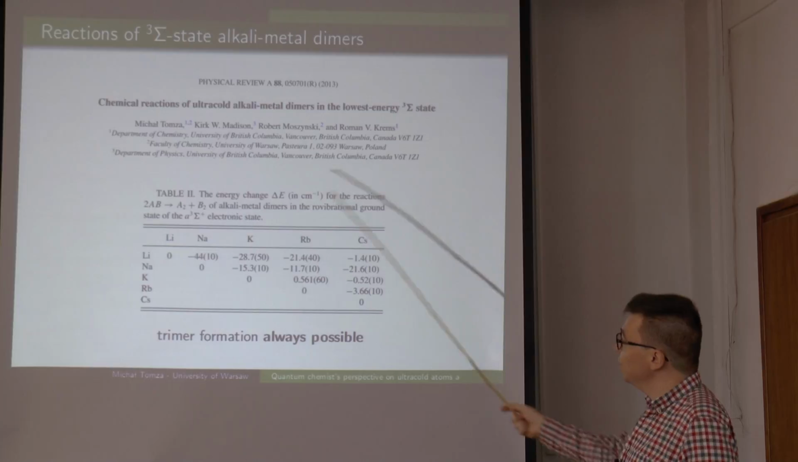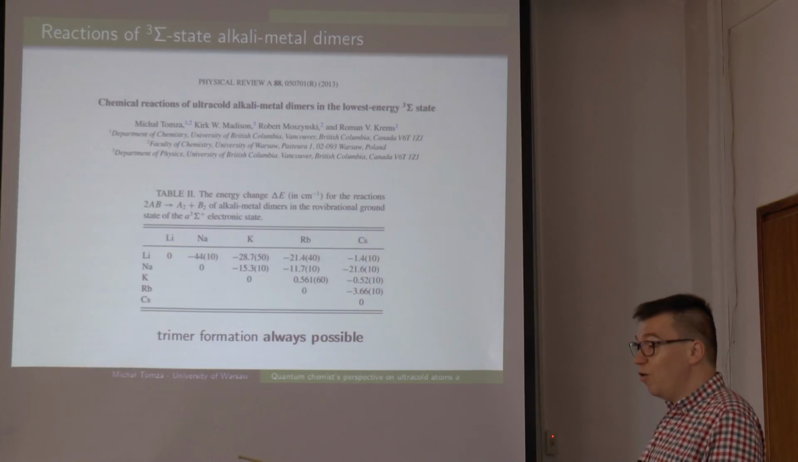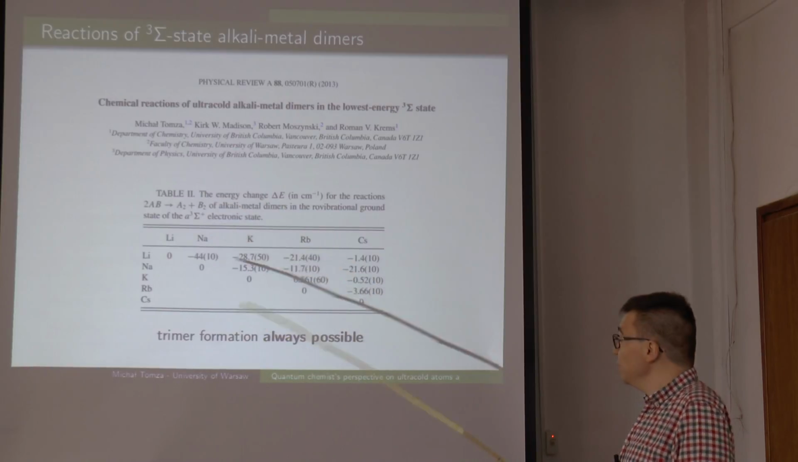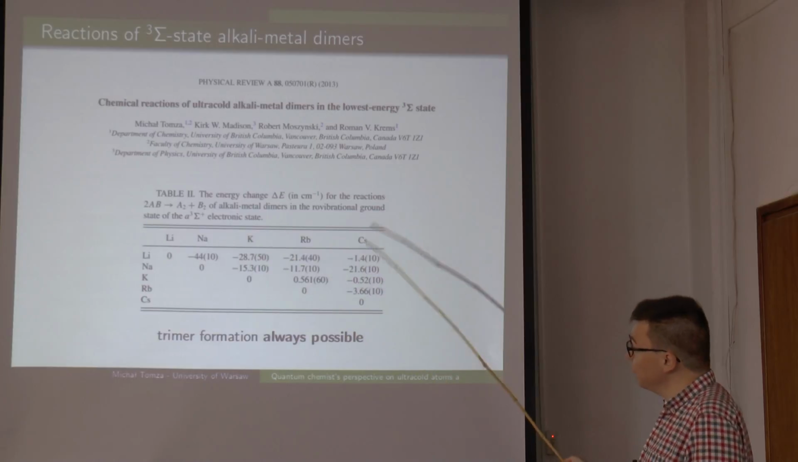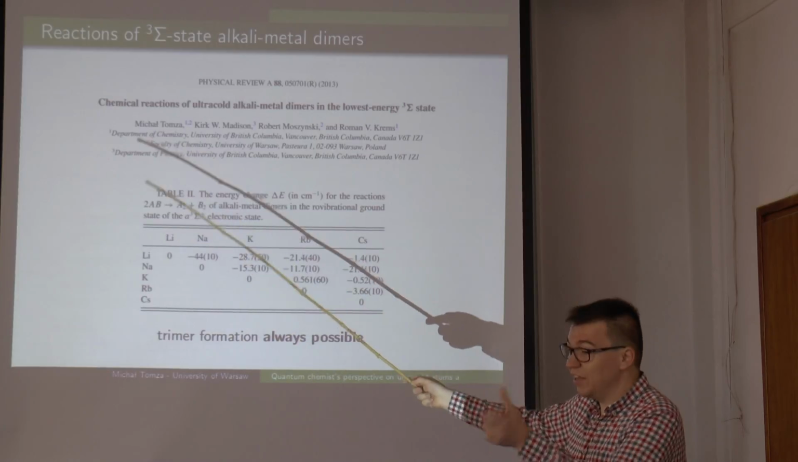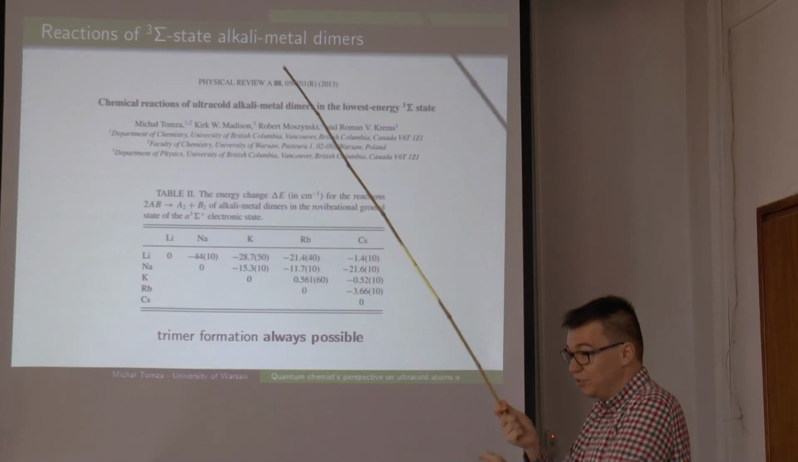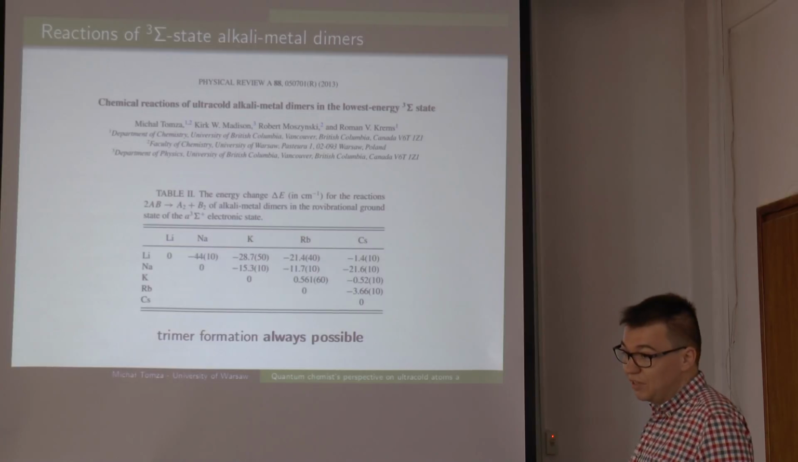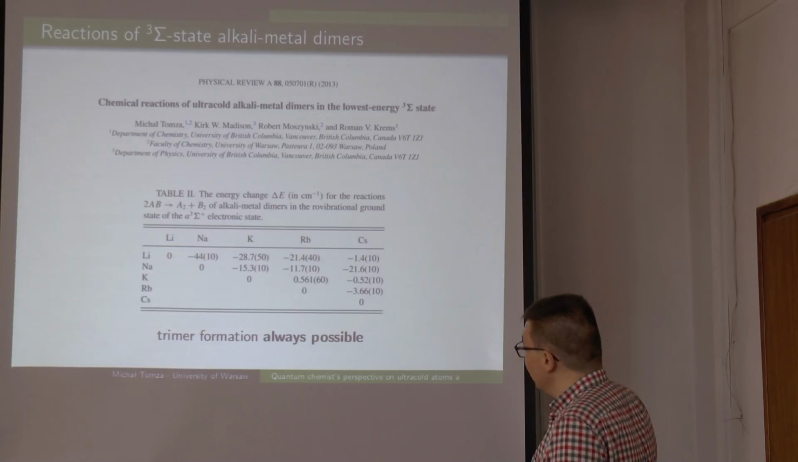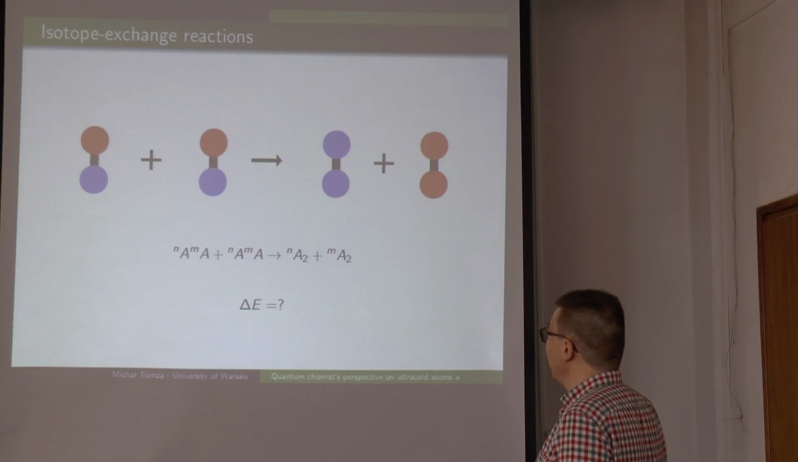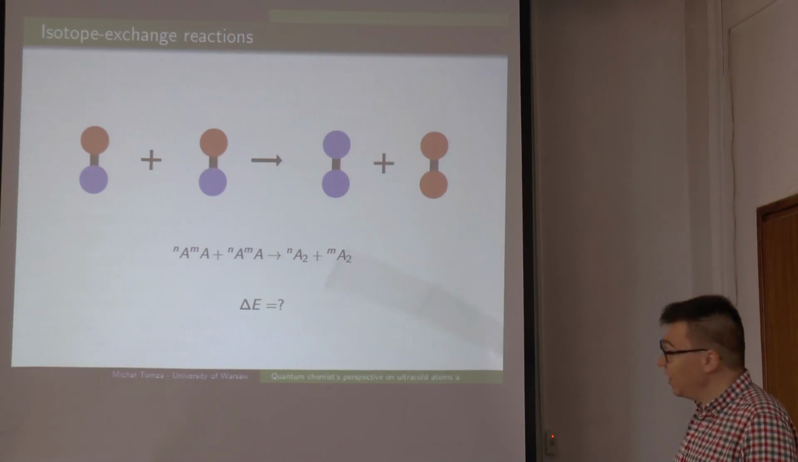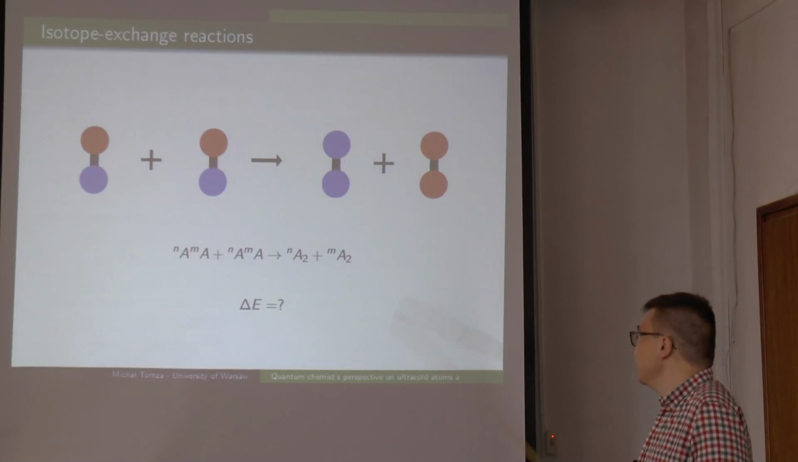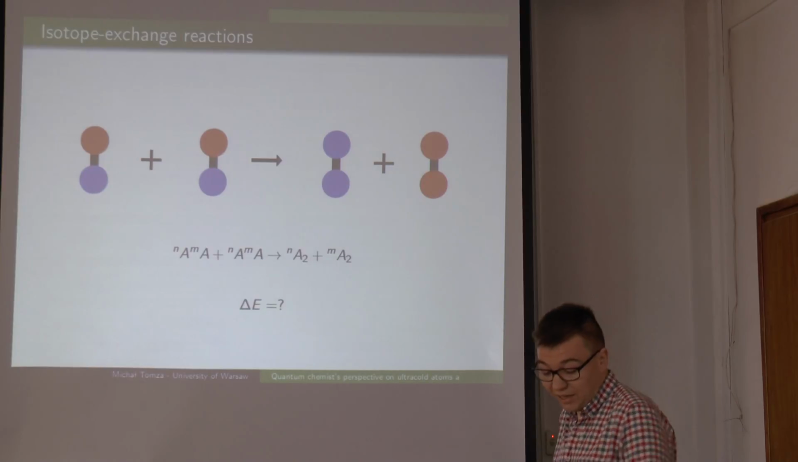But unfortunately, we found that for the molecules in this triplet state, losses due to trimer formation are always present. Even if we have just a very small energy release for this simple reaction where the atoms change position, from heteronuclear to homonuclear, trimer formation is always possible, and we have losses. So this is not the solution. Okay, now let's go to isotope exchange reactions, and let's ask if this arrow is right, and what is the energy release in this kind of reaction.